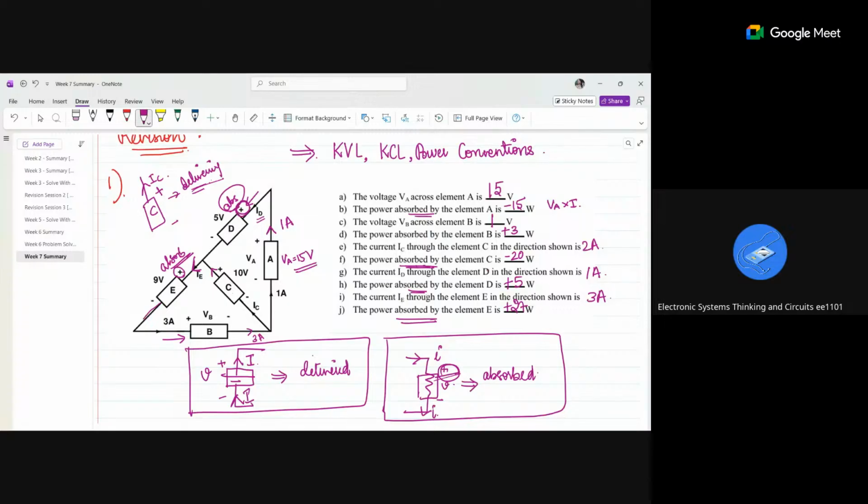Please look carefully and practice more problems on power conventions. Then we will also discuss one problem with respect to the superposition principle.